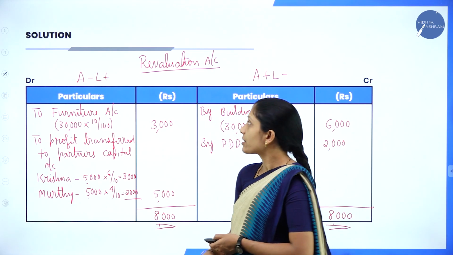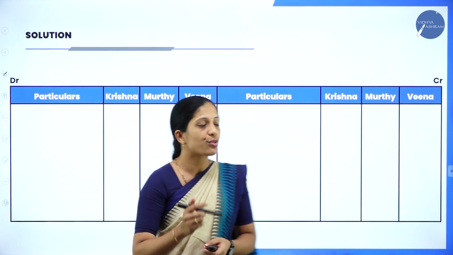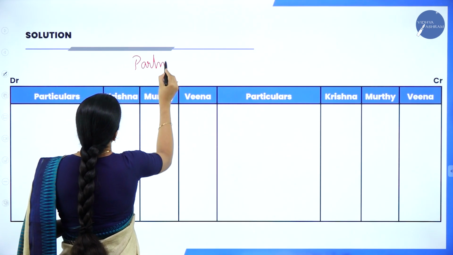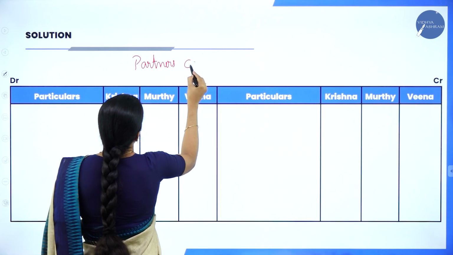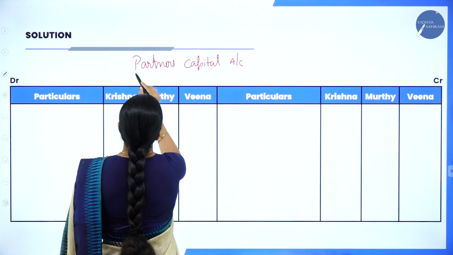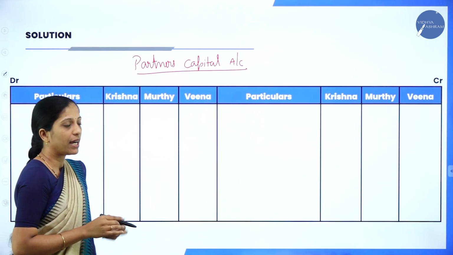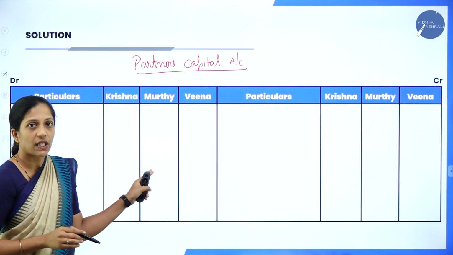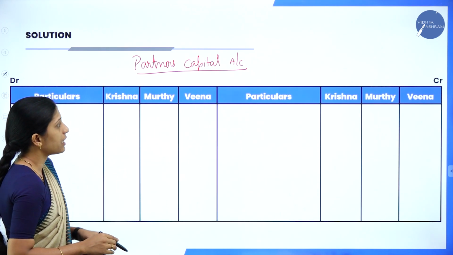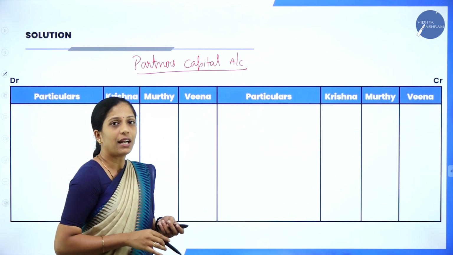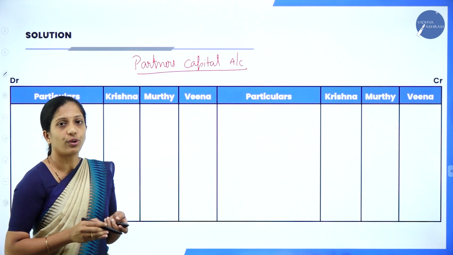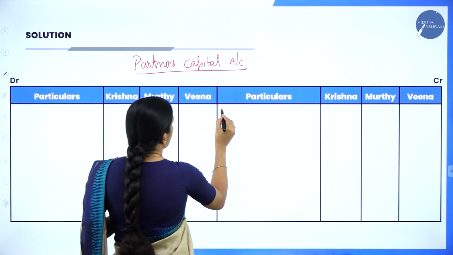Yes, moving on to next account, that is partners capital account. So we shall start with, we'll write the heading partners capital account. So what are the format or what is the column required? Particulars. We'll draw columns for each partner including the new partner Krishna, Murthy and Veena. In the credit side, particulars Krishna, Murthy and Veena. So what do you transfer first? As per the step wise you have to go through. So first we will transfer the capital.